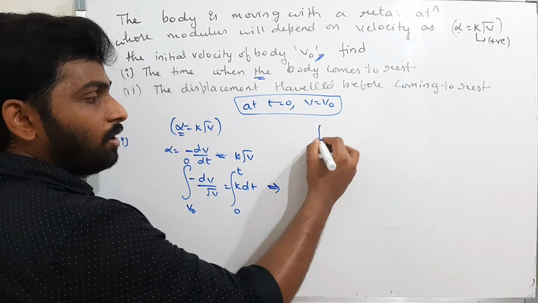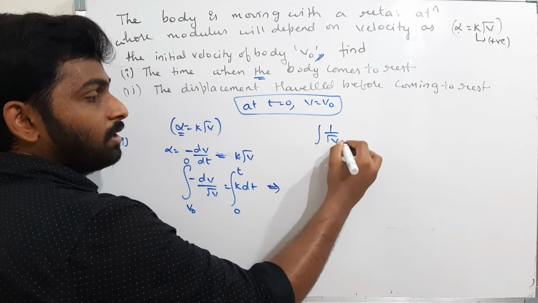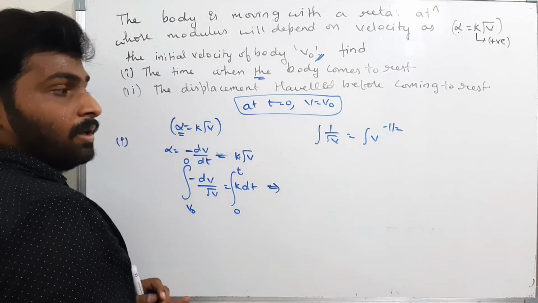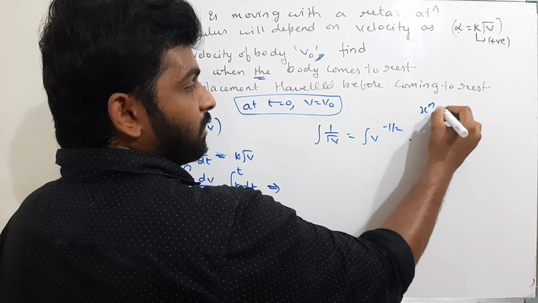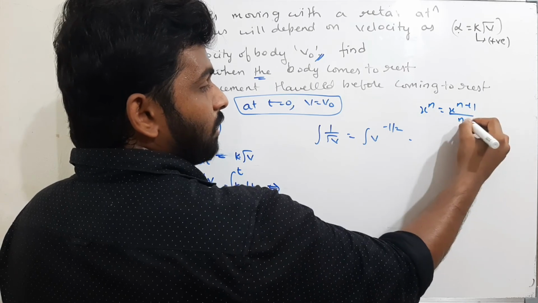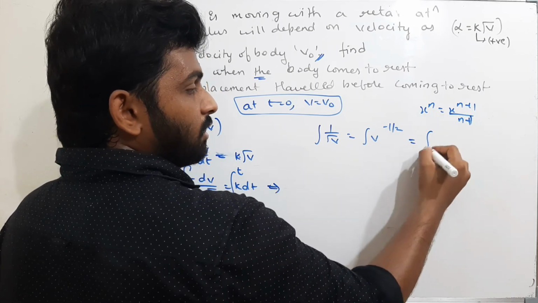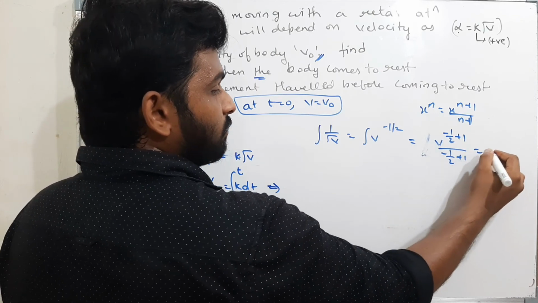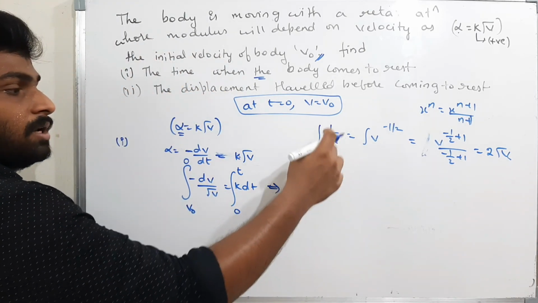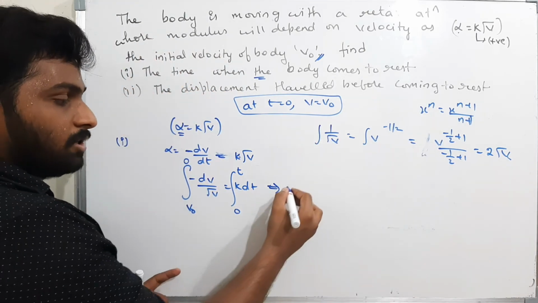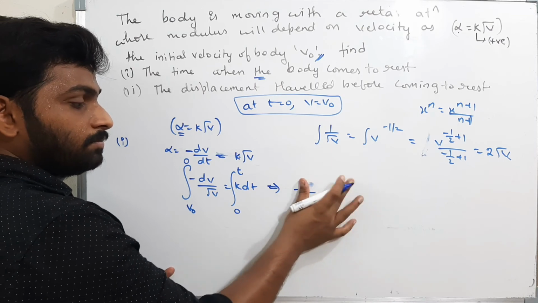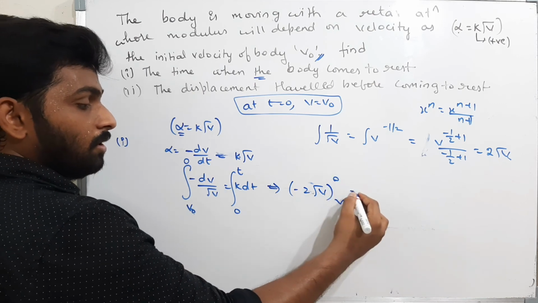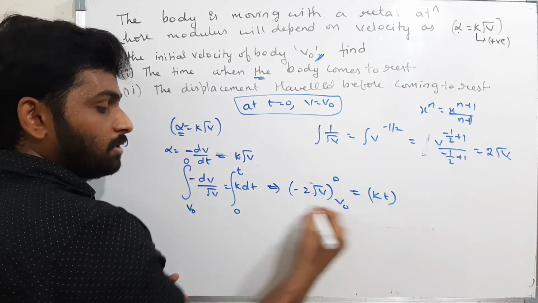So what is integration of 1 by root V? The integration of 1 by root V is integration of V power minus 1 by 2. There is nothing but the integration of x power n is x power n plus 1 by n plus 1. The same formula I am using here. What is that? Integration of V power minus 1 by 2 plus 1 by minus 1 by 2 plus 1, that is nothing but 2 root V. Therefore, integration of 1 by root V is nothing but 2 root V. Therefore, same thing I am using here. Minus 2 root V, limits are from V naught to 0, is equal to K into T, limits are from 0 to T.